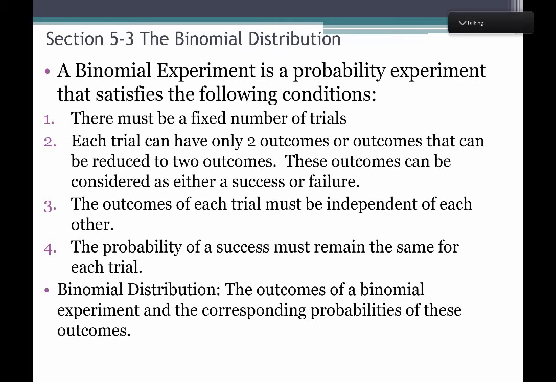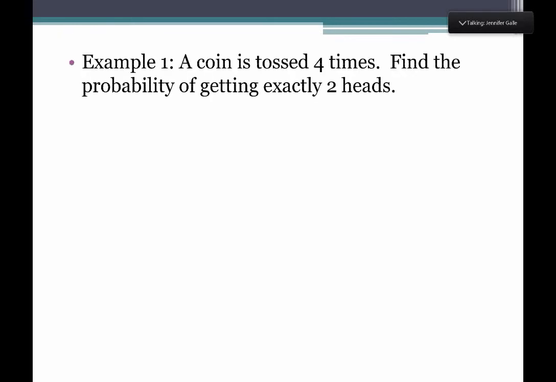All right, so here's our first situation. A coin is tossed 4 times. Find the probability of getting exactly 2 heads. How we saw this in the past, we would have created a sample space. Maybe you made a tree diagram first.